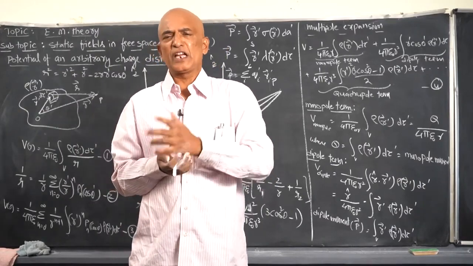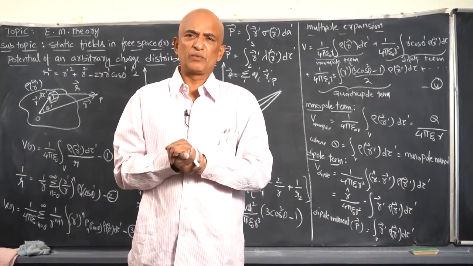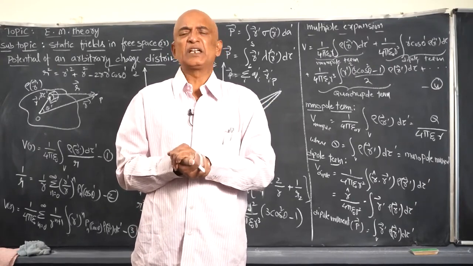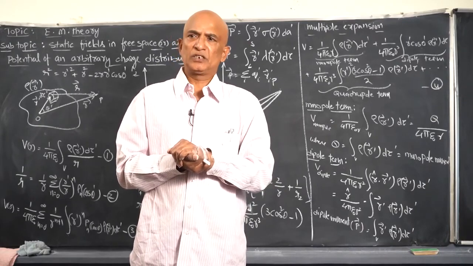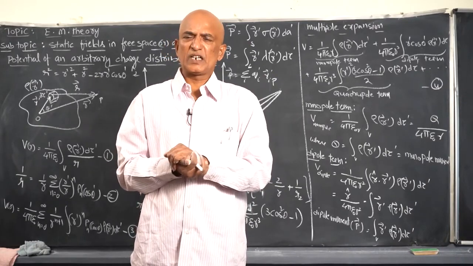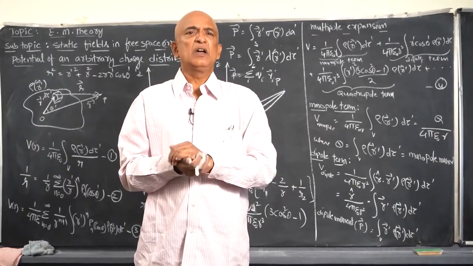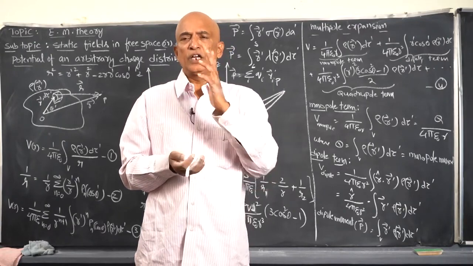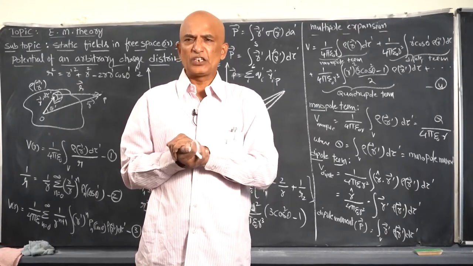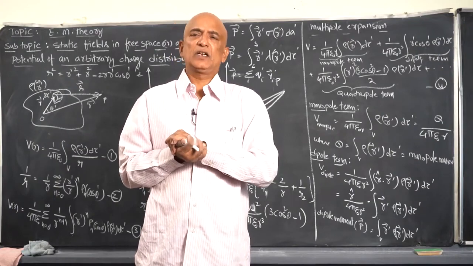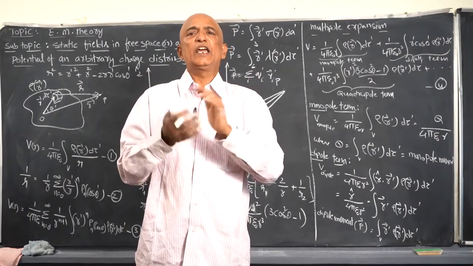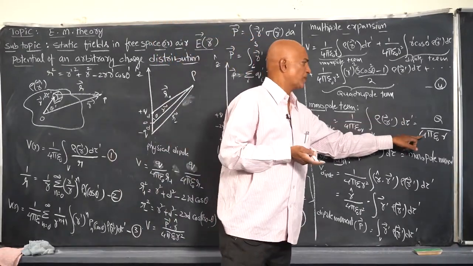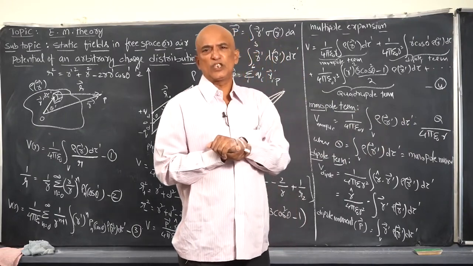Just now I explained that the monopole moment is nothing but the net charge. Therefore, the monopole moment or the net charge does not depend on the origin of coordinates. Whatever the origin of coordinates may be, the monopole moment of the charge distribution, which is the net charge, does not depend on it. Now if a point charge is placed at the origin of the coordinates, it acts like a pure monopole, whose potential is given by V equal to q by 4 pi epsilon naught r, where q is the point charge placed at the origin.